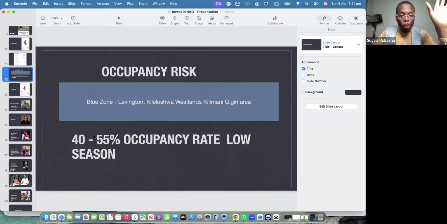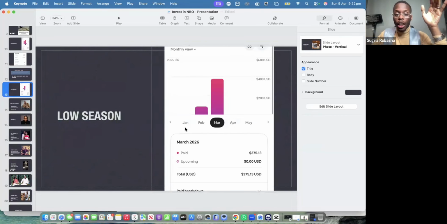So, like I said, occupancy rate. So now, what happens if it's low occupancy rate? Because there's going to be, like any business, low and high times. So in a low season, it's 40 to 55% occupancy rate. These are actual statistics that I'm giving you guys, in these areas: Lavington, Kileleshwa, Westlands. So this is low season. And low seasons are usually in January. Why? People are broke in January. People are coming back from holidays.